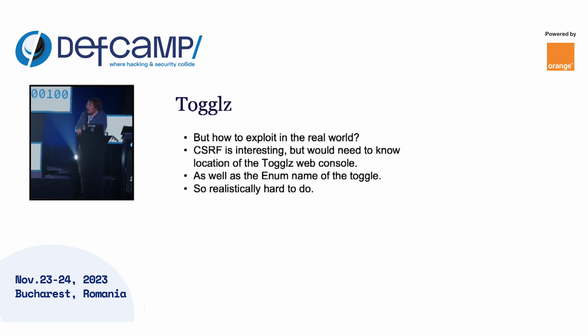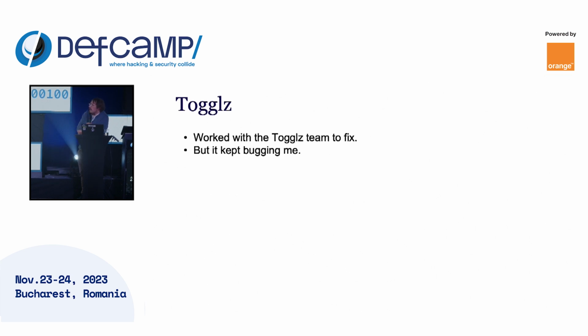But in the real world, it was a CSRF and XSS vulnerability. To use the CSRF vulnerability, you would need to know that, A, they were using Toggles, and so if it was deployed to production, it should be behind some sort of authentication. But you'd need to know the location on the production server to be able to get that user to make that change. And you'd need to know the name of the enum. So it would be very difficult to create a real-world CSRF attack from it. It's realistically hard to do. But yeah, that was it.